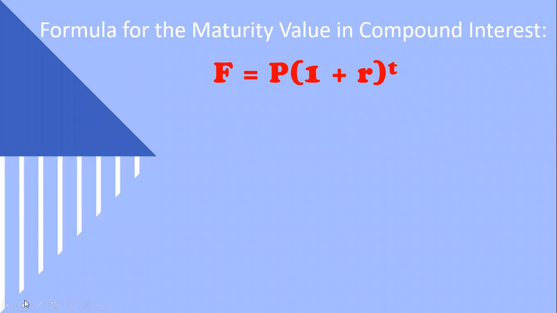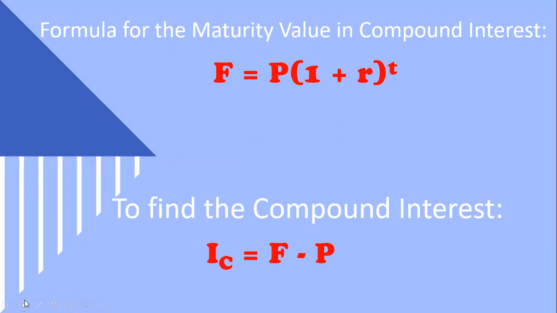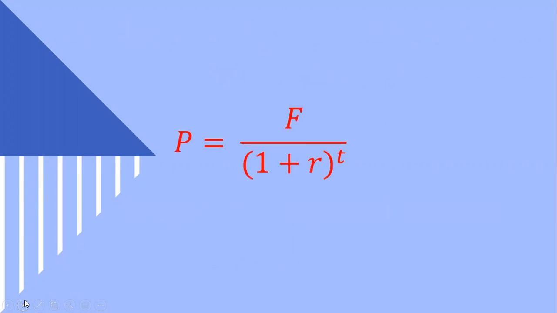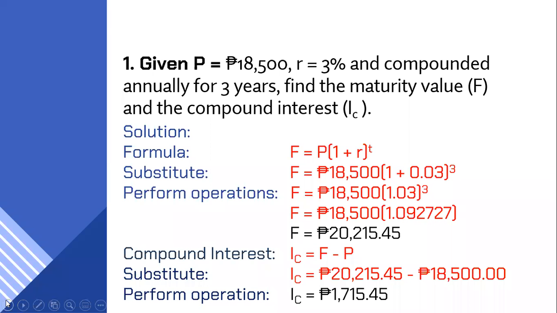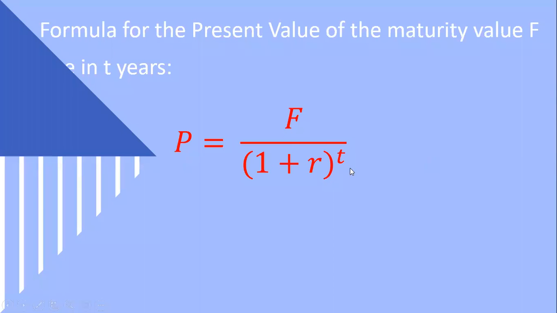So this one naman is the maturity value. So I have presented this one na during the discussion of module 1. So you know what a P, an R, and a T is. Then syempre, the compound interest will be I sub C equals the future value minus the principal amount. So yun na po yung nakuhang interest niya. And then for the present value of the maturity value F in T years, we have this formula: P equals F over the quantity 1 plus R raised to the T power. Dinerive lang natin siya kanina, di ba?